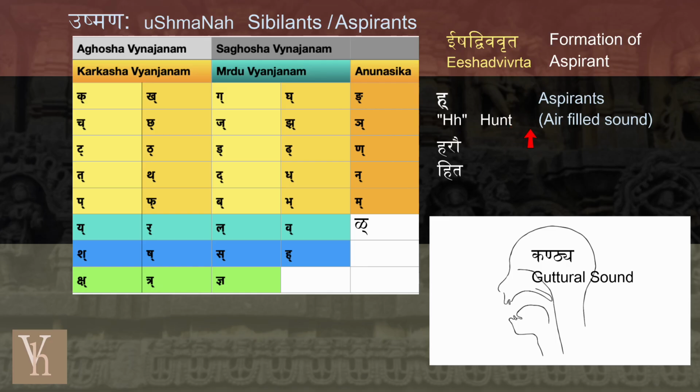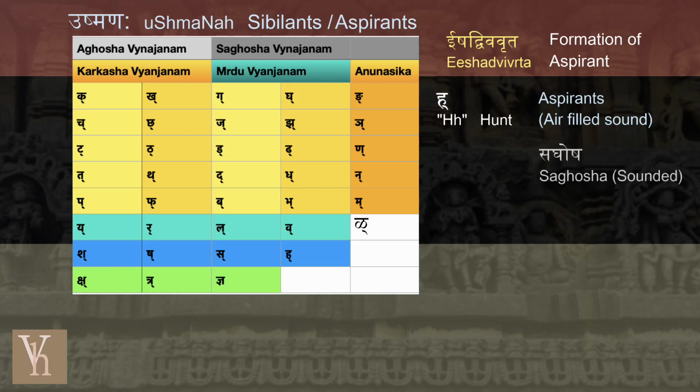It is only an aspirant because it is an expulsion of air. But there is no hissing or restriction of air movement by the mouth, so it is not a sibilant. H is accompanied by the vocal cords. Thus, it is a sounded or a saghosha aspirant.